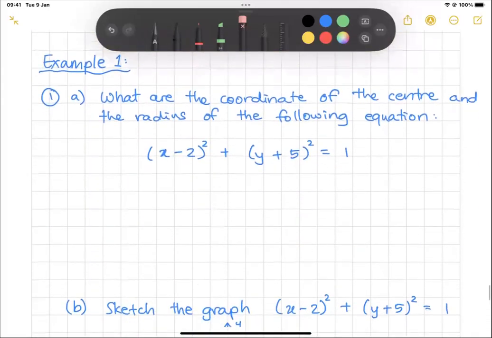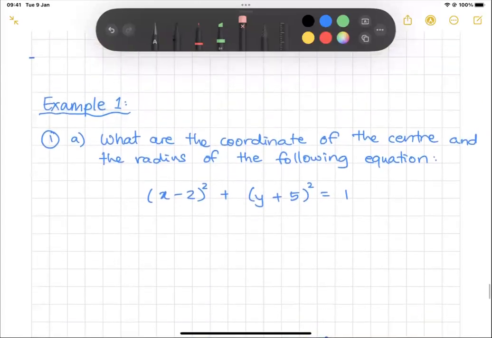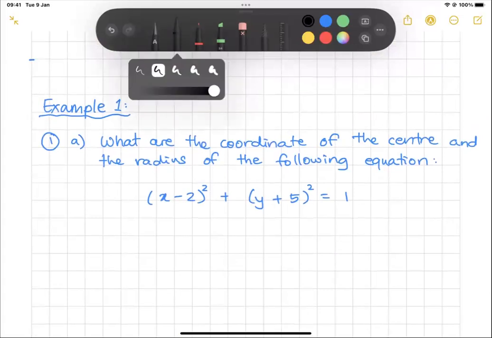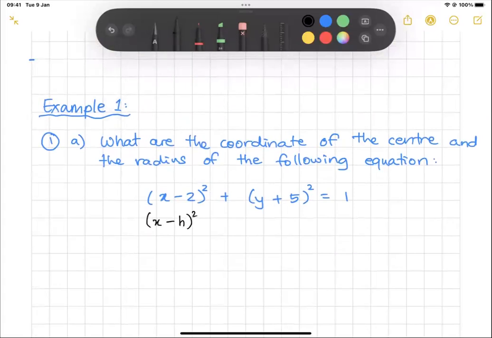Okay, let's go to our first example. What are the coordinates of the center and the radius of the following equation? Bracket x minus 2, whole squared, plus bracket y plus 5, whole squared, equal to 1. Let's write the equation that we just learned: x minus h, squared, plus y minus k, squared, equal to r squared. We're going to compare it. My center needs to be in the form h, comma, k.